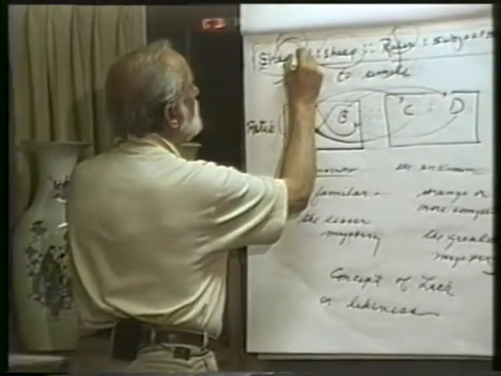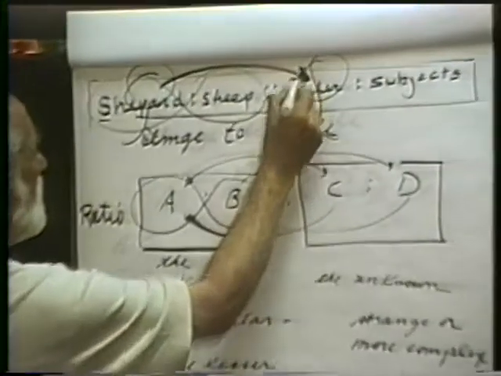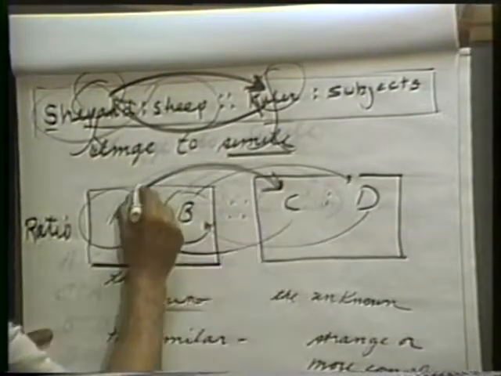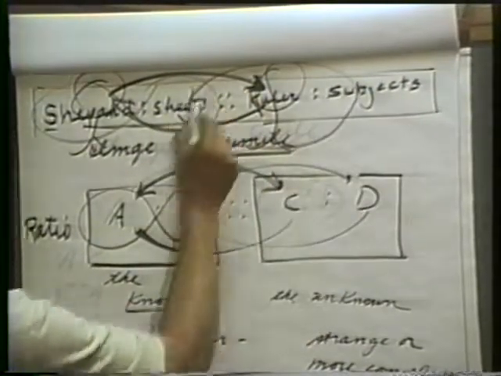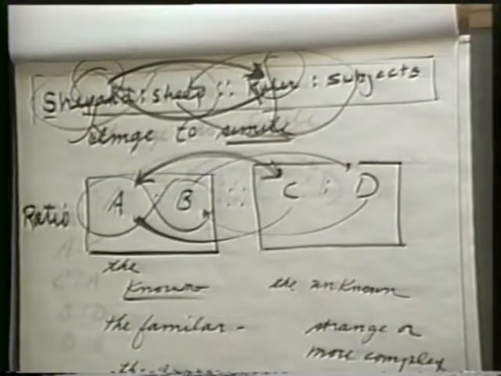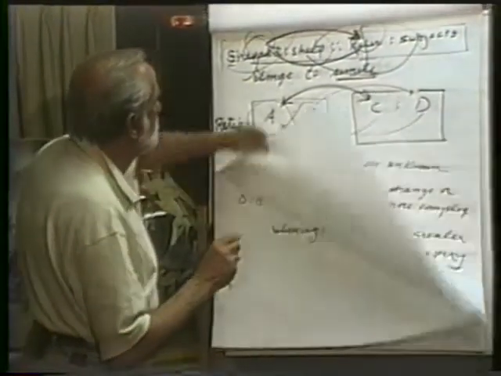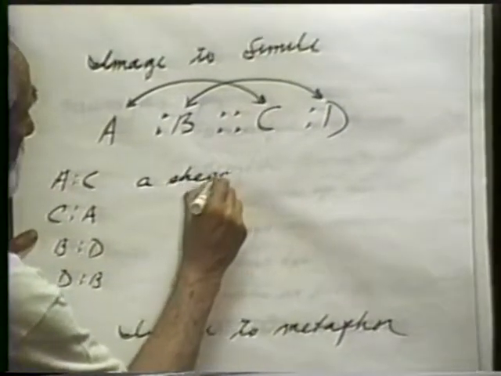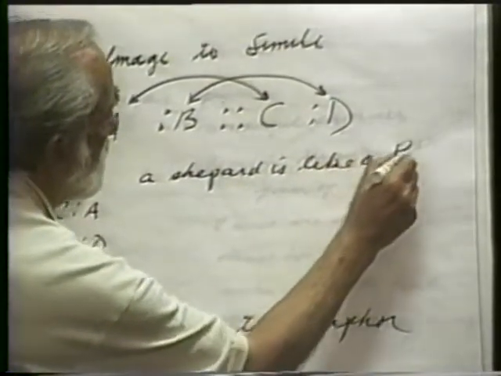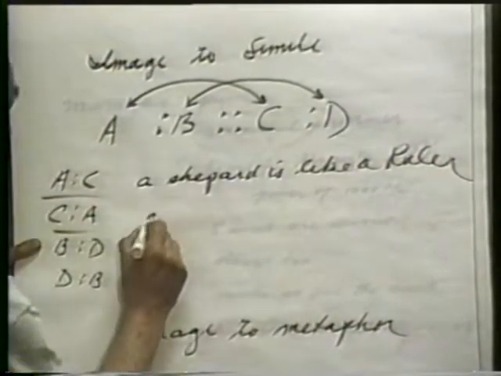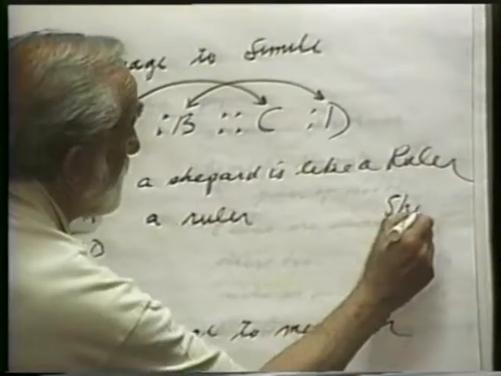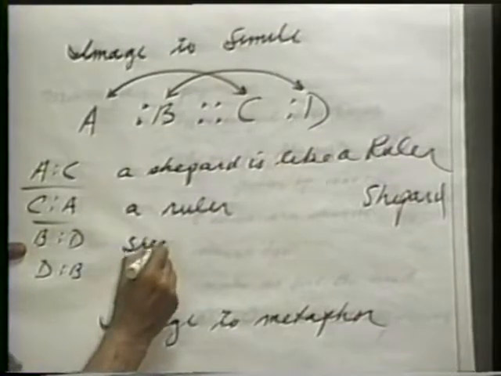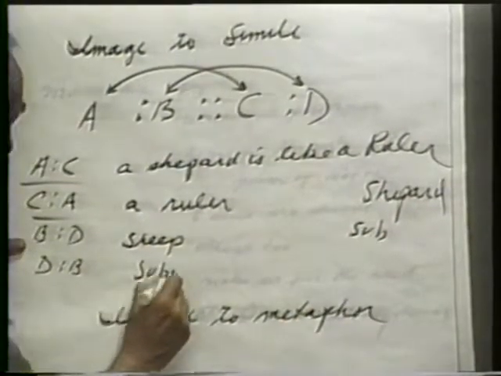So I can say, a shepherd is like a ruler. That's a simile. I can say a ruler is like a shepherd. Goes both ways. Similarly, I can talk about sheep are like subjects and subjects are like sheep. So therefore, I really have four ways of exploring this curious idea. I can say, as we did before, a shepherd is like a ruler. And I can also say a ruler, correspondingly, is like a shepherd. I can go the other way around. I can say sheep are like subjects. And equally well, subjects are like sheep.